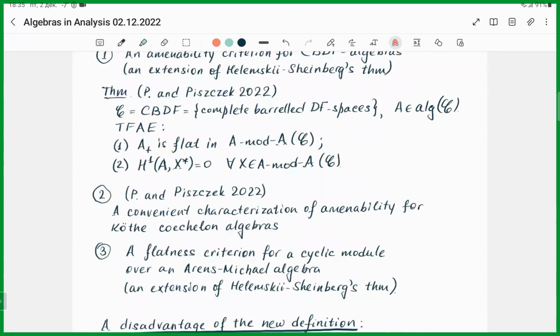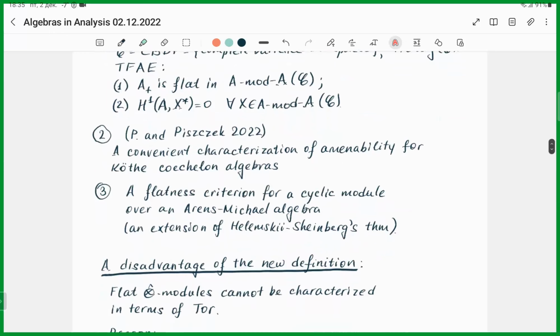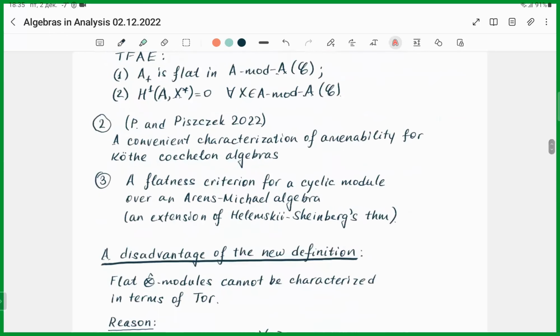Another advantage of this definition is that if we define flat modules in this way, then we can extend another useful result by Helemskii and Sheinberg, namely the flatness criterion for a cyclic module. It turns out that this criterion can be generalized to topological modules over an arbitrary Arens-Michael algebra. So these are the main advantages. On the other hand, the new definition of flatness has a little disadvantage, or maybe not so little. It turns out that flat topological modules, in general, cannot be characterized in terms of the derived functor Tor.